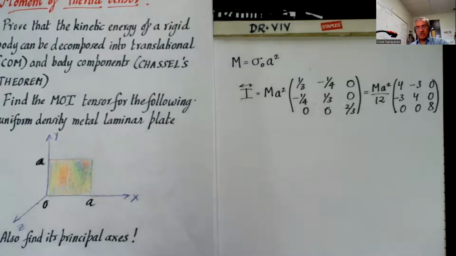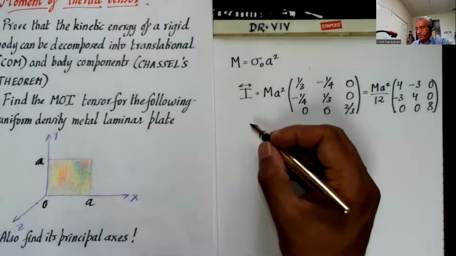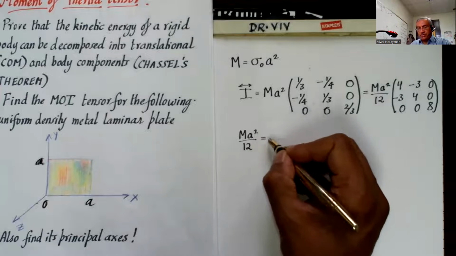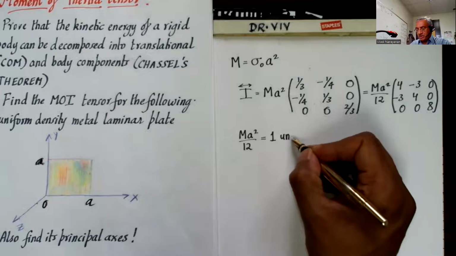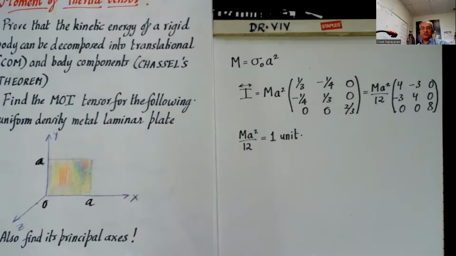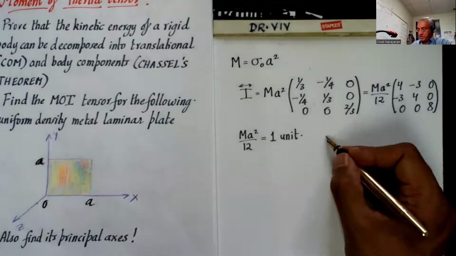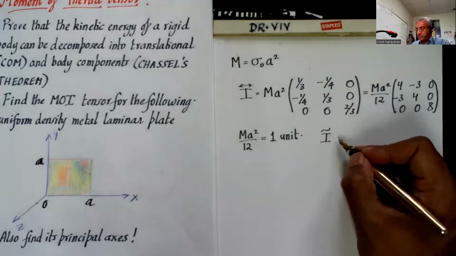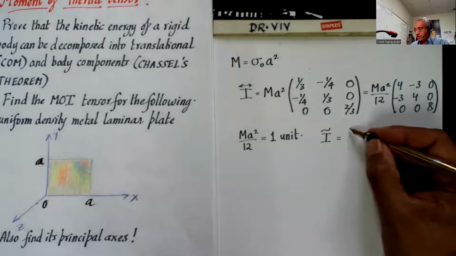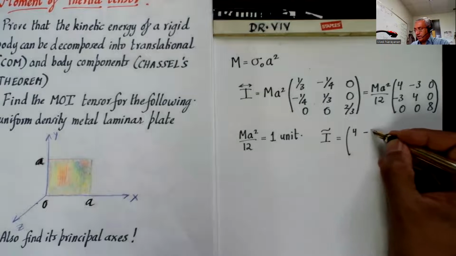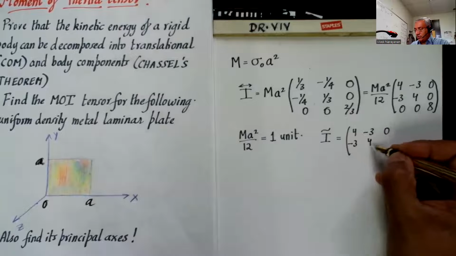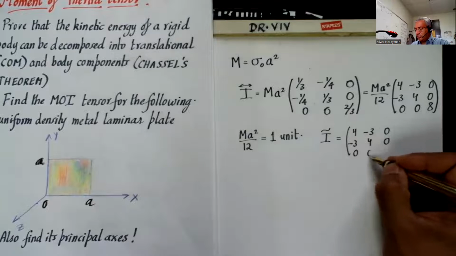Now, to cut down on my computations, I'm going to assume that ma squared over 12 is just equal to 1 unit. There's nothing wrong with this assumption. It just makes our life much easier, because we are interested in finding the principal axes. So the new inertia tensor, which I'll denote by I tilde, is going to be 4, -3, 0, -3, 4, 0, 0, 0, 8.